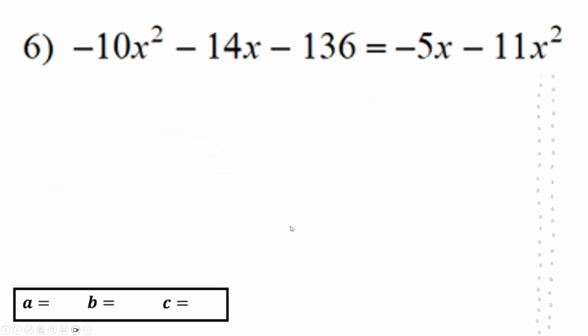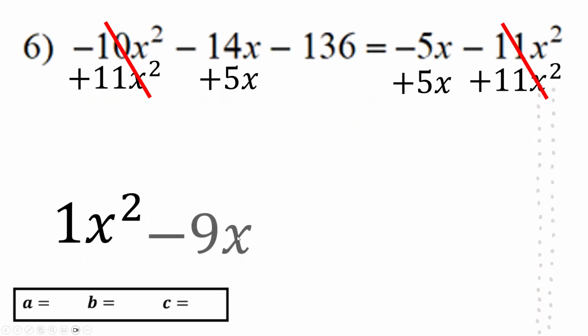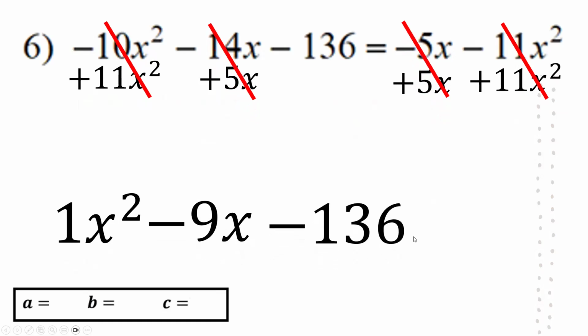This is the last one, pretty sure. All right, we've got 3 terms on the left, 2 terms on the right. Someone's missing, that's fine. Negative 11x squared, we would add it over. Negative 10 plus 11 is 1. Positive 1x squared, cross them out. Negative 5x, so underneath that, we're going to put the plus 5x. Plus 5x, negative 14x is negative 9x. Now we're done. We just got to bring down the subtracting 136 equals 0. A is 1, B is negative 9, and C is negative 136.